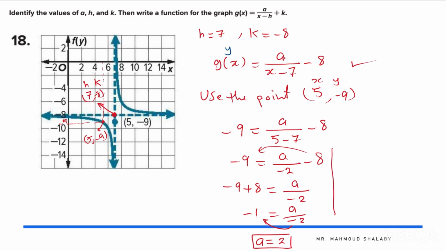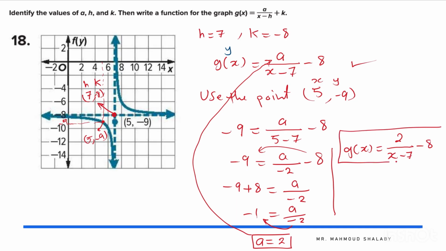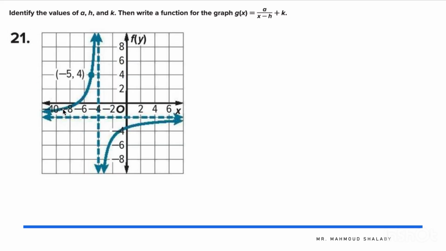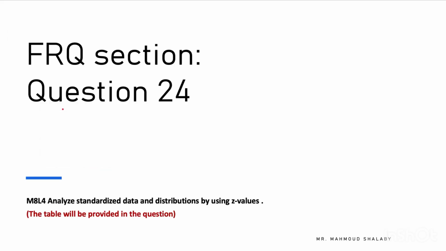I now have the value of h, the value of k, the value of a, and actually I don't have to think of this again. I just will replace a here, so it will be g of x equals 2 over x minus 7, and we have here minus 8. Right? So this is how it works. So in all questions, ya shabab, I will find the center, which is h and k. For example, here I will label it as h and k, and then I will have a given point like this one, x and y, and follow the same steps every time. I don't think we have anything different here, and that's it.